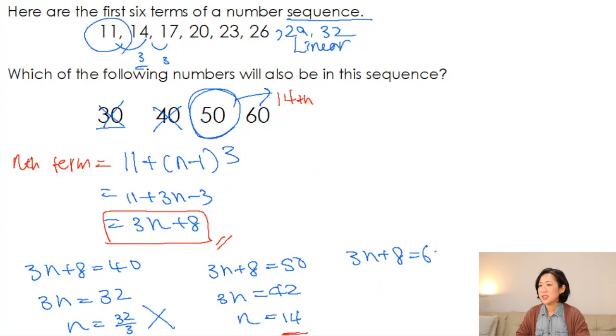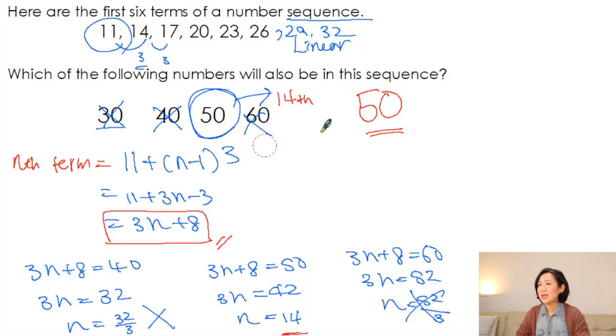Now how about 60? 3n plus 8 is 60. 3n is 52. Then n is, let's divide by 3, that is not a whole number. That means 60 is not in the sequence. The only number we can see in the sequence is 50.